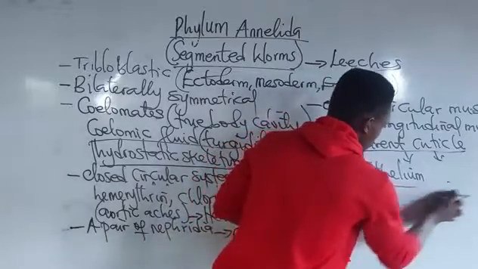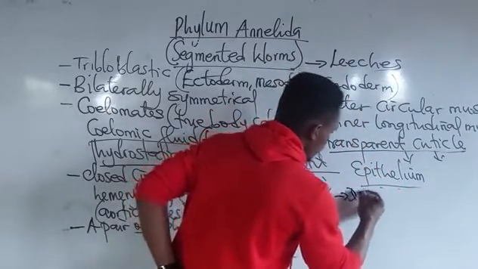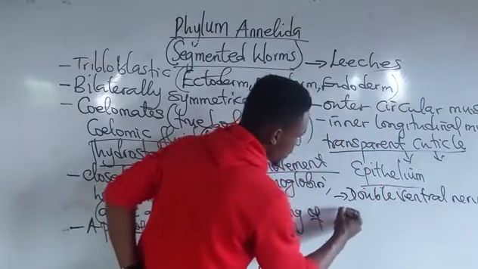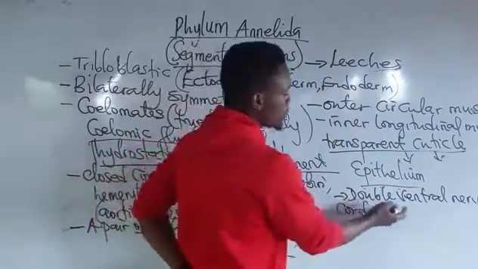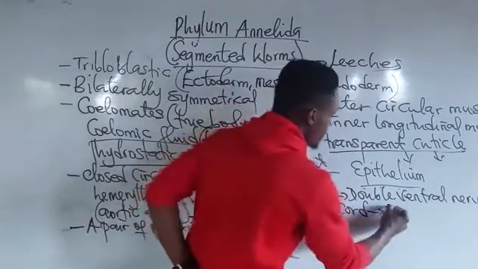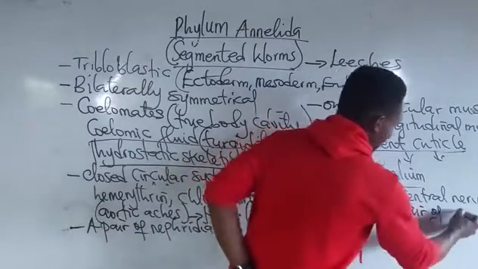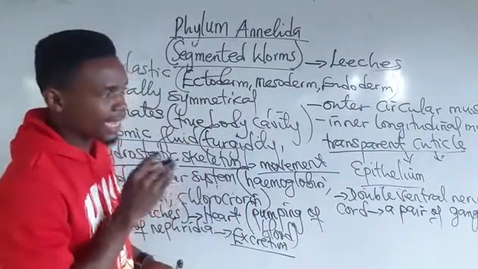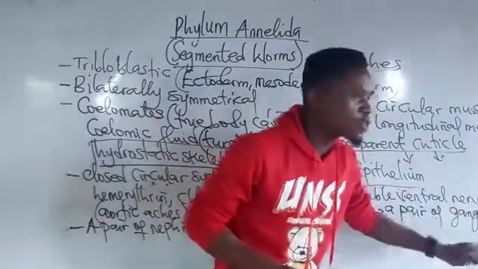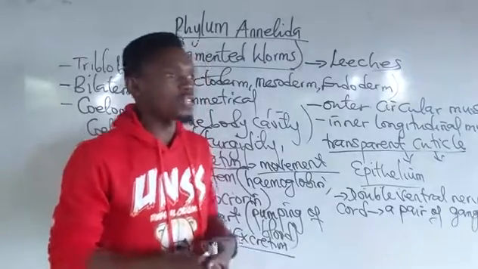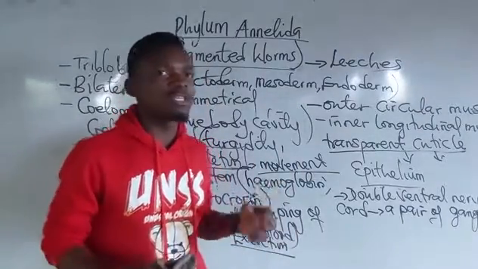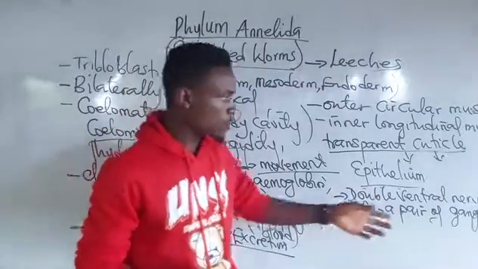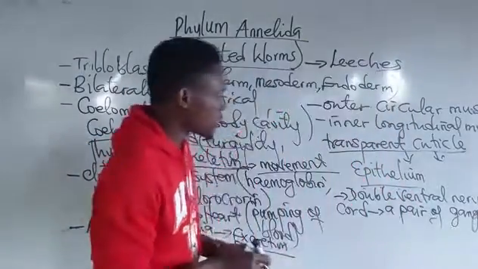Let me put it this way before I say this word. Their nervous system has what is called a double ventral nerve cord. Now, this double ventral nerve cord is made up of a pair of ganglia. Of course, you don't need an oracle to tell you what ganglia do. Ganglia is plural, ganglion is singular. So ganglia are responsible for the transmission of impulses, just as the nerve cells, the neurons, transmit impulses through the body of an organism. So does the ganglion or the ganglia. Please take note of that.